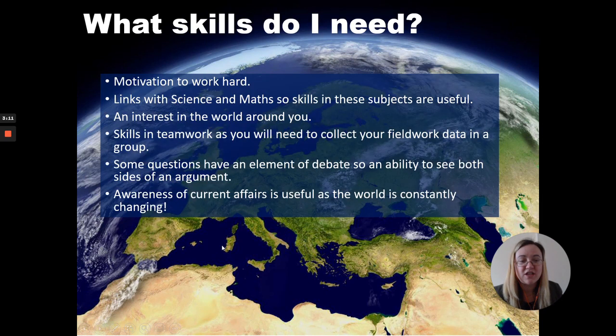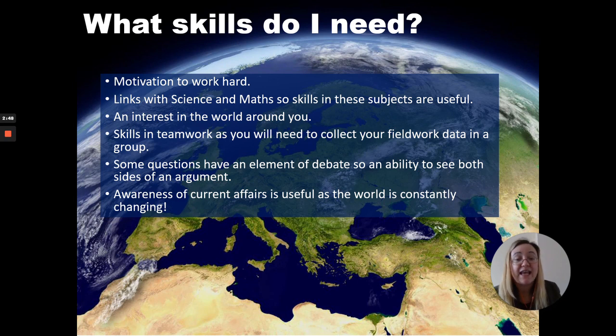In terms of the skills that you need in order to be successful for GCSE Geography, you need to be motivated. It's really important that you're prepared to work hard. There are lots of links with maths and science, so if you've got skills in those areas, then that's going to be really useful. It helps if you have a natural interest in the world around you. Geography is constantly changing, and so an awareness of current affairs is going to really help you.